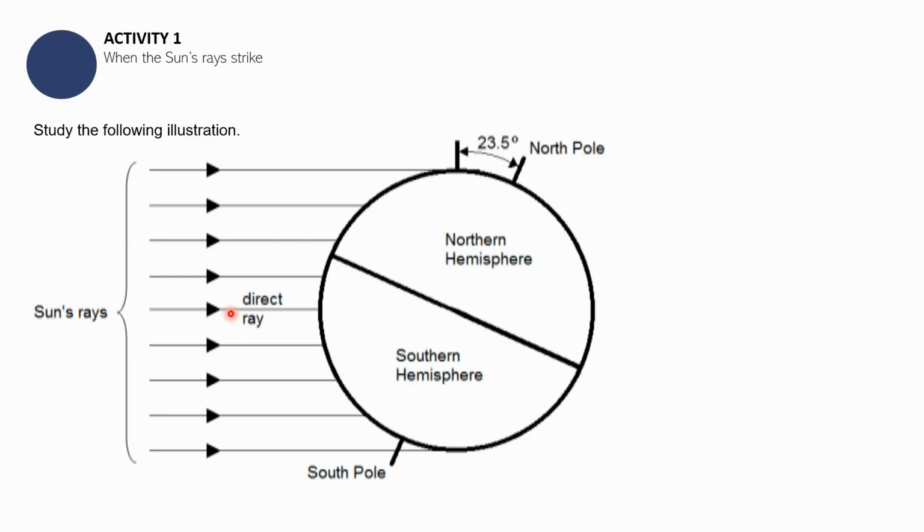I think you're ready to answer the following questions. Get your science notebook and label it activity number 1, when the sun's rays strike. Answer question number 1. How much is the tilt of the Earth's axis? I am not going to lead you to the answer because I will be leaving it to your comprehension, what you understand from this question. How much is the tilt of the Earth's axis? You may pause this video if you need some more time.